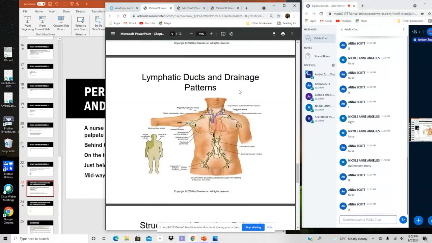Okay, so remember we talked about earlier the right lymphatic duct, as you can see right here, drains into the right subclavian vein, and the left thoracic duct drains into the left subclavian vein, and that drains the left side of the body. Okay, so that's what this picture is showing. The right lymphatic duct drains this side, and the thoracic duct drains this side.